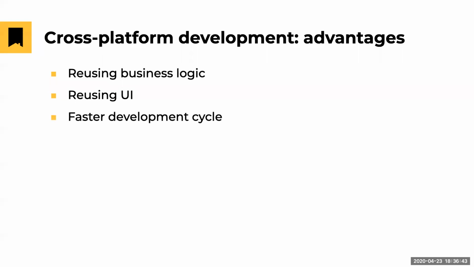Faster development cycle. Obviously, if we need to implement a feature only once, it's faster than to implement it twice. Of course, if we are speaking about the full development cycle, starting from product discovery through design and up to coding, testing, and deployment, we won't get twice speed up, as there still are some steps that cannot be shared. But there will be a gain in time anyway.